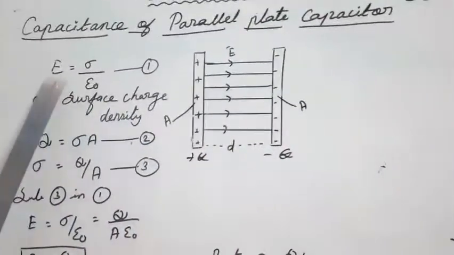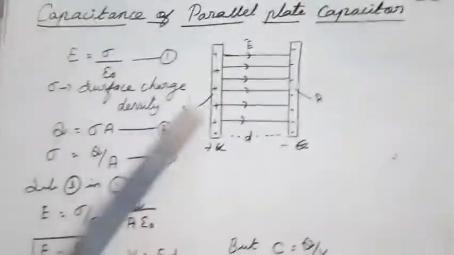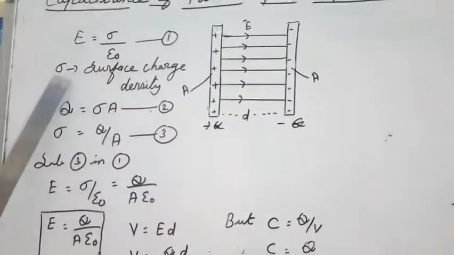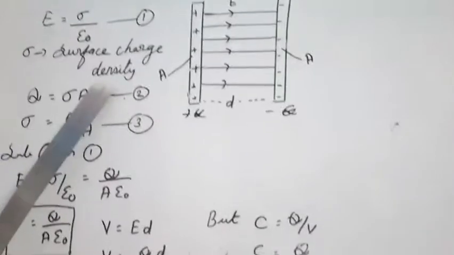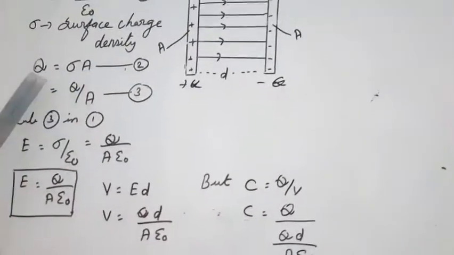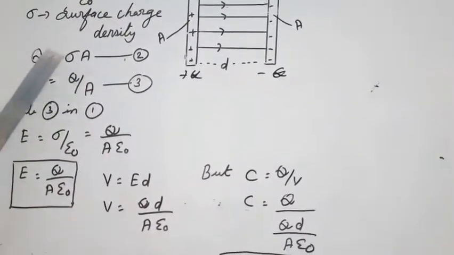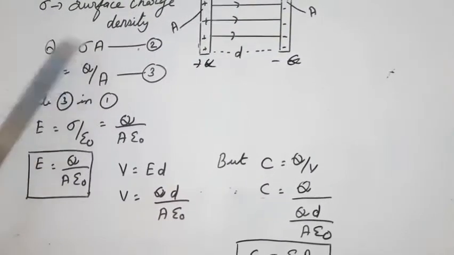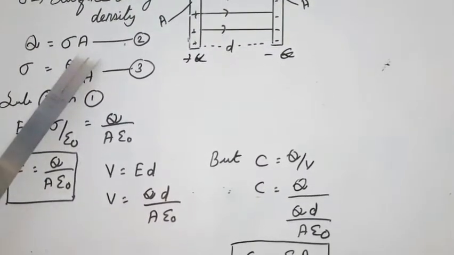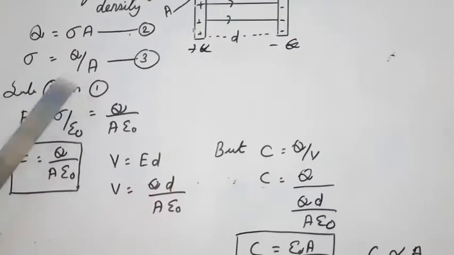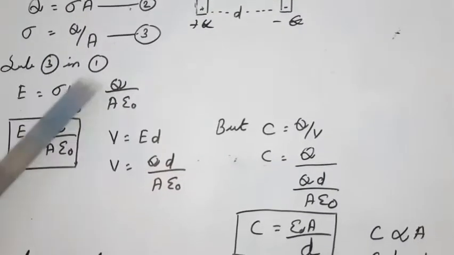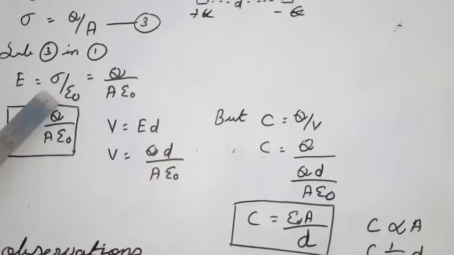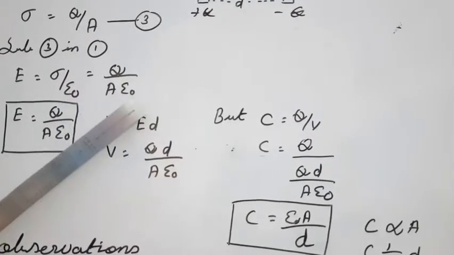Next, the electric field between two parallel plates is E equals sigma by epsilon naught. Sigma is known as the surface charge density. Suppose you take one surface with charge density sigma and area capital A. Therefore, sigma equals Q by A. Next, we can substitute this sigma value in E. Therefore, E equals Q by A epsilon naught.